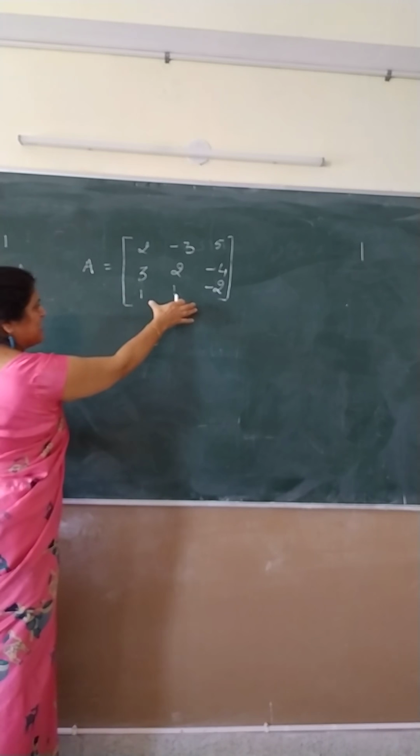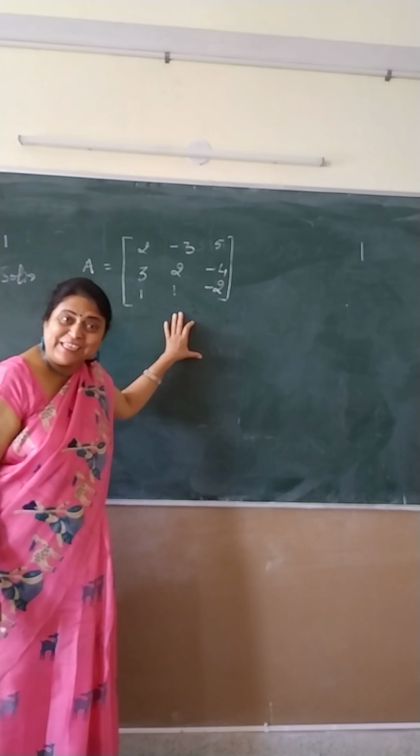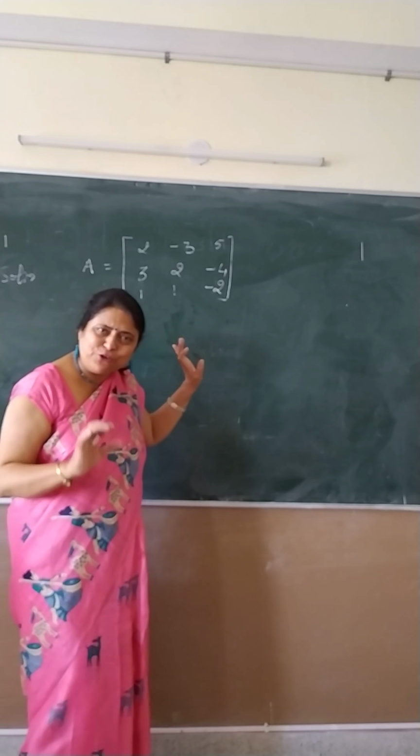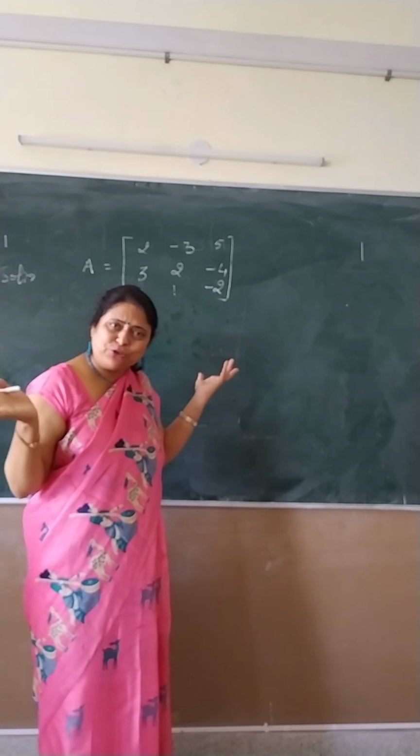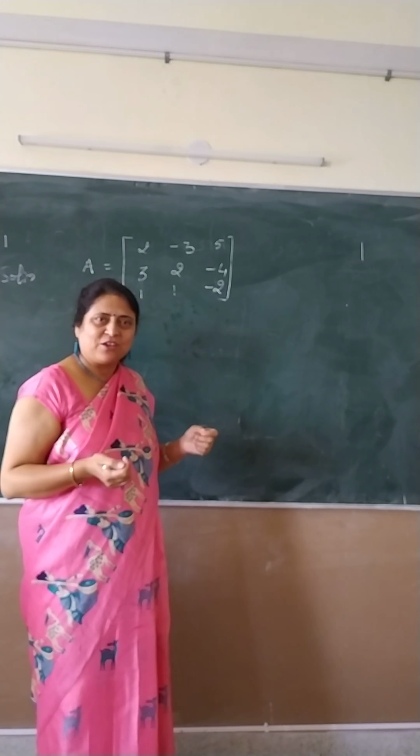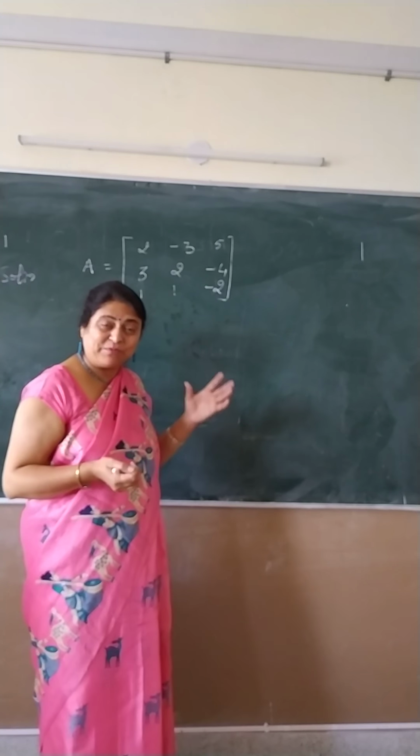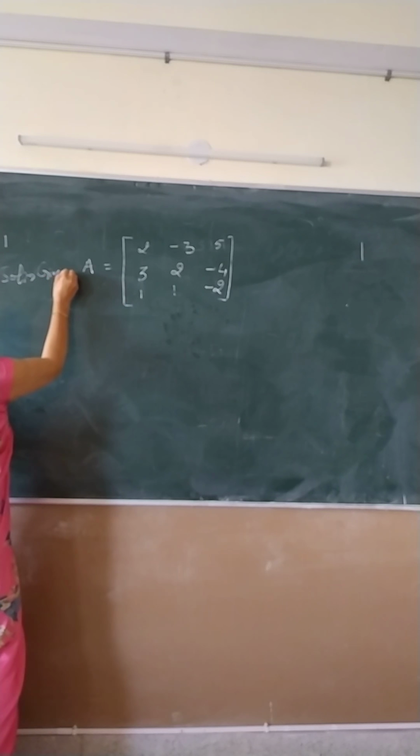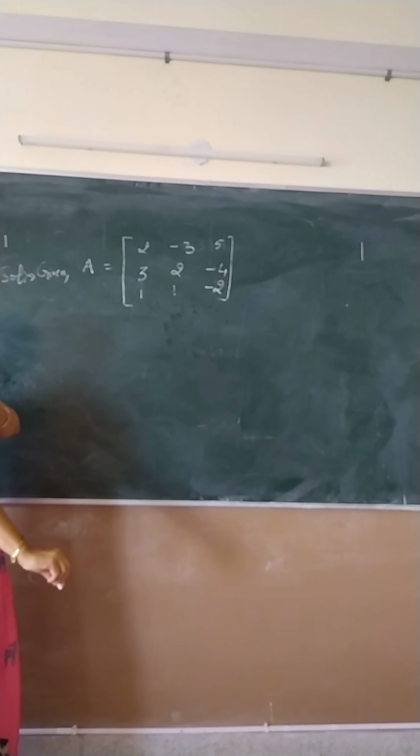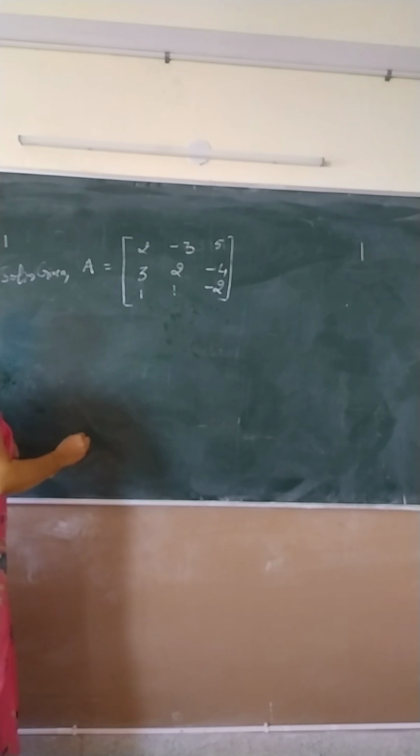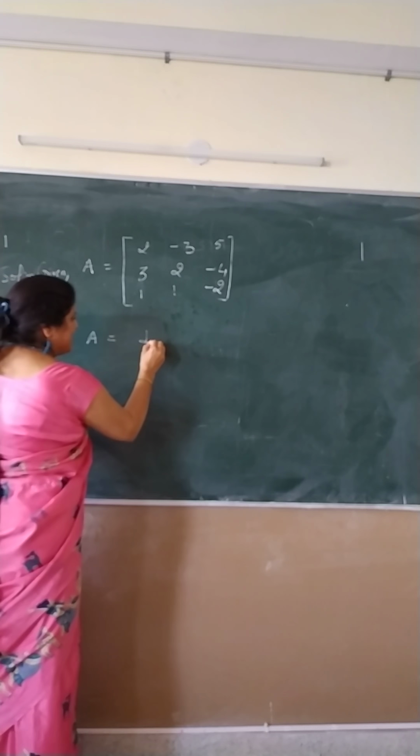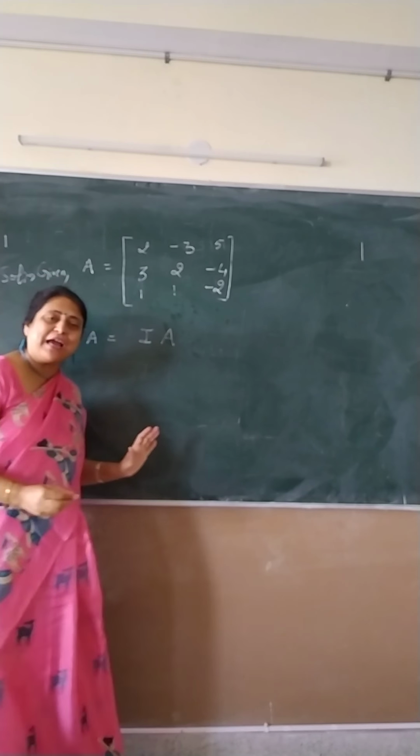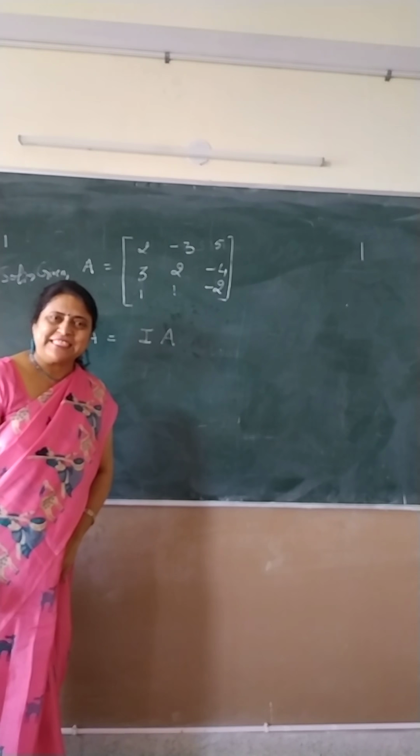The given matrix is this one. We have to find the inverse of this matrix. When you do one question, you will understand this question properly. You can do thousands of questions of this type. Now, given matrix A is equal to this one. Or we can write A is equal to identity matrix into A, because we have to apply elementary operations.